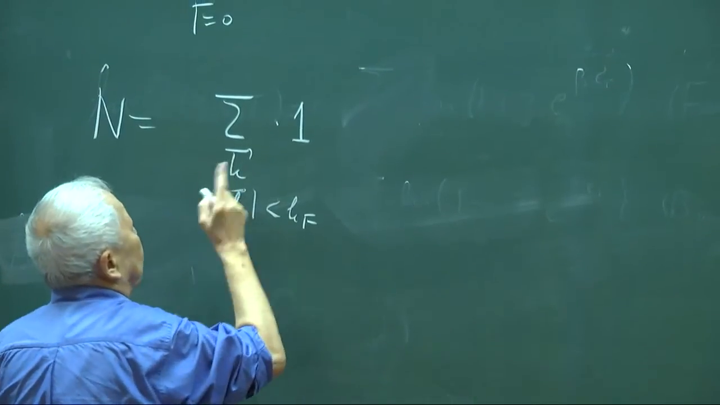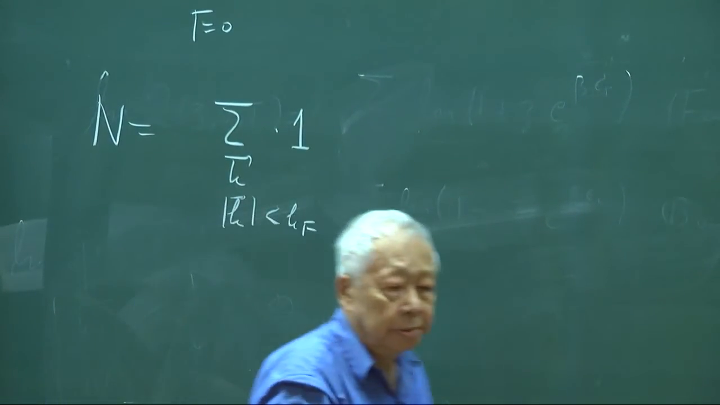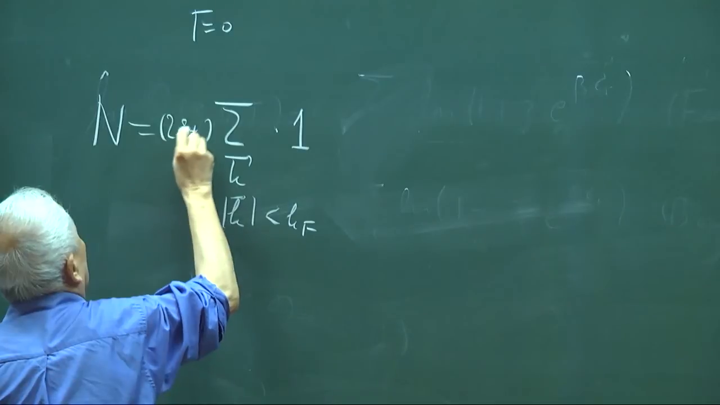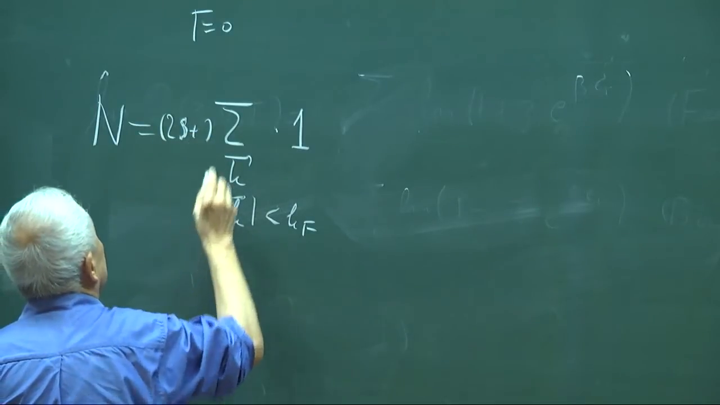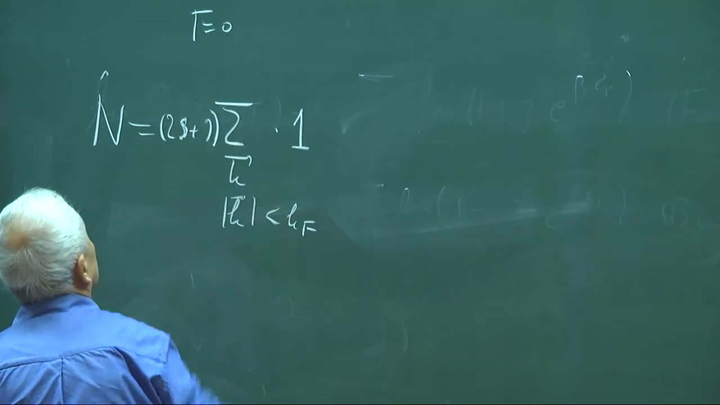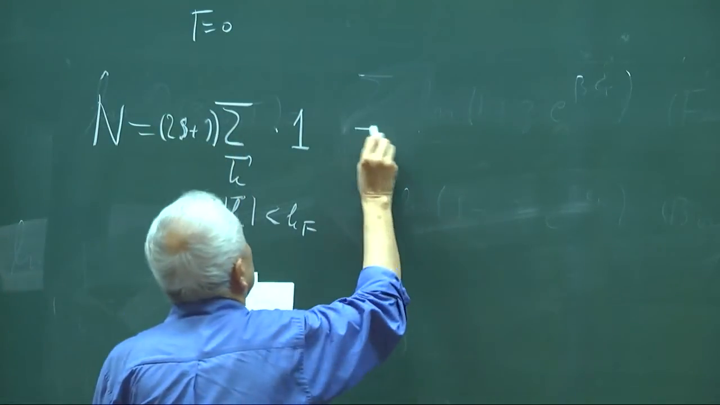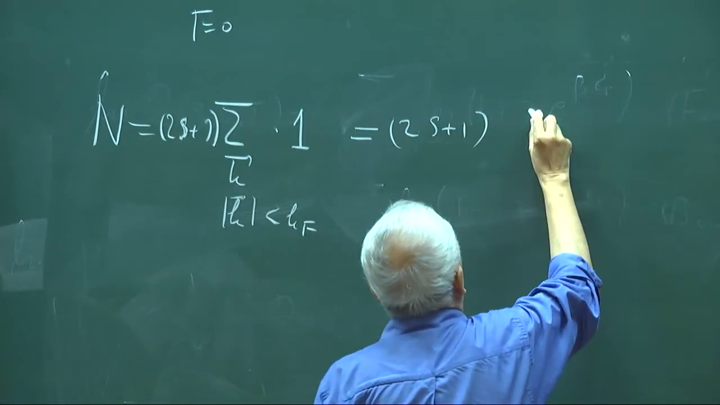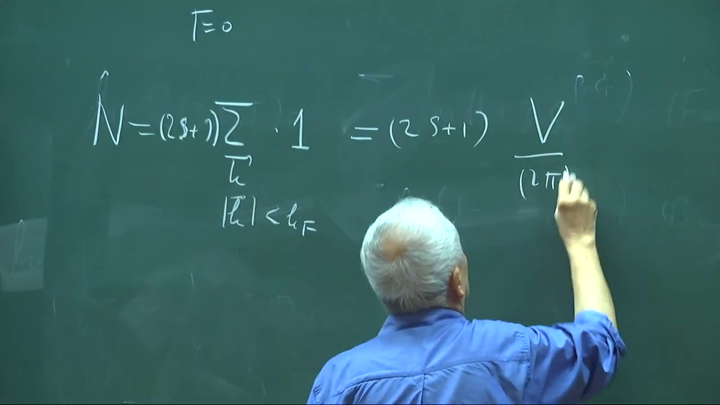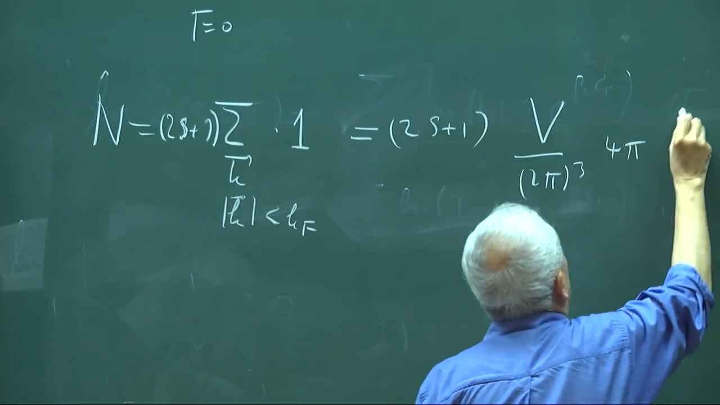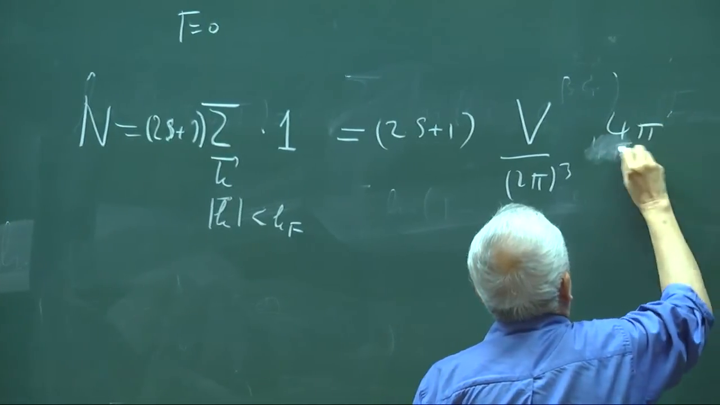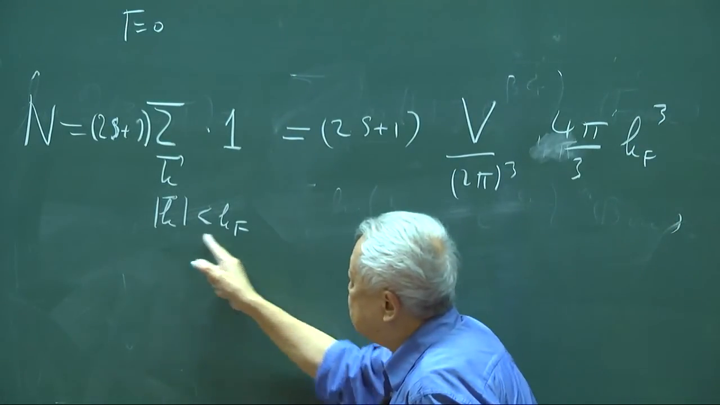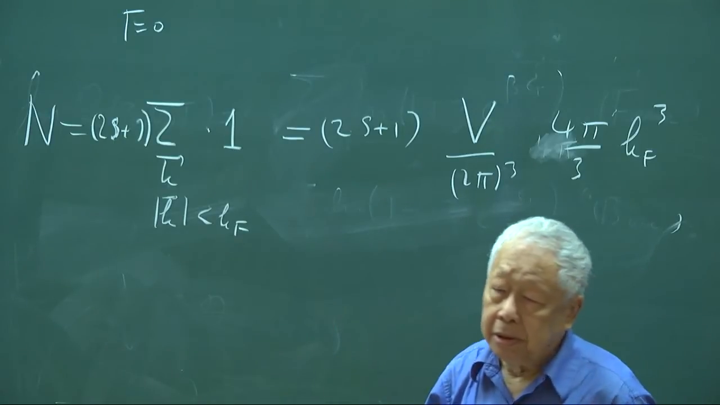But this is for one state; k labels the single particle state. If the particle has spin, you have to multiply by 2s plus 1, because there are 2s plus 1 states with the same energy, where s is spin. This sum becomes V over (2 pi) cubed times 4 pi over 3 kf cubed, right? Because this is just a sphere in k space of radius kf.